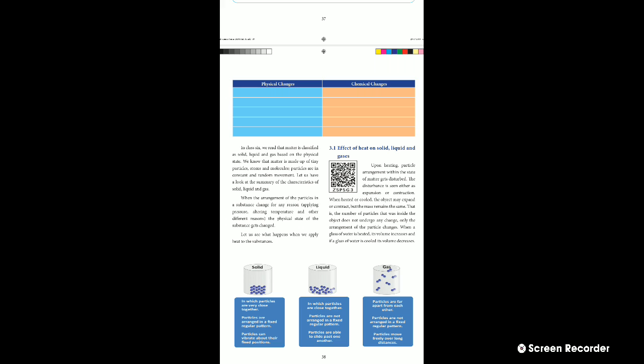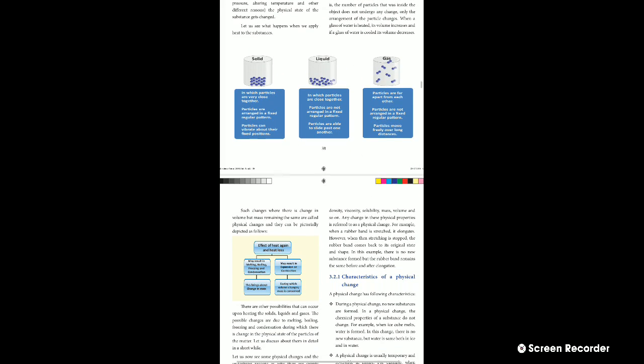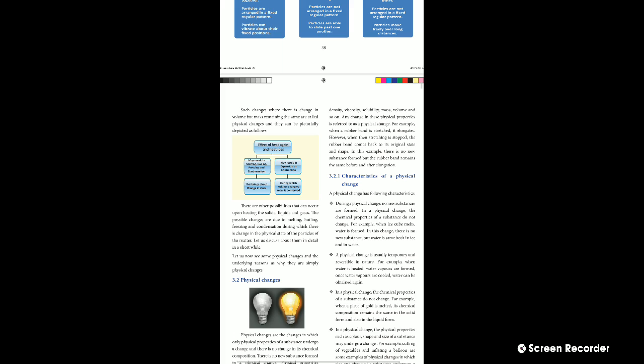There are possibilities that can occur from heating solids, liquids, and gases. The possible changes are melting, boiling, and freezing, during the change of the physical state and particles of matter. We will now discuss in detail the physical changes and the underlying reasons why they are simply physical changes.